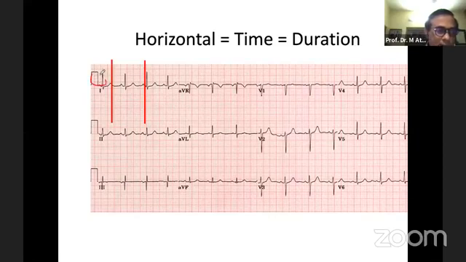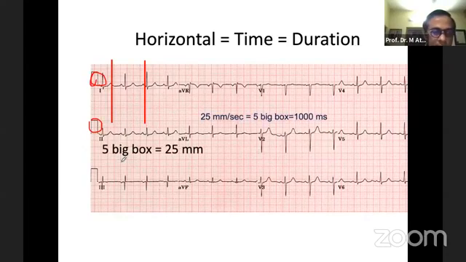In ECG, there will be standardization on the left side. This is the normal standardization: that is 1 millivolt, that is 10 millimeter. And along this horizontal line is the timing. Normally the speed of the ECG recording is 25 millimeter per second.